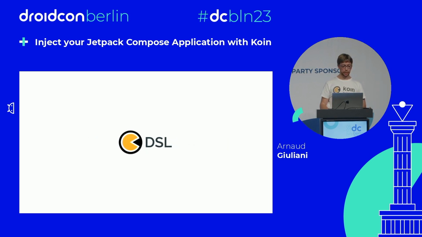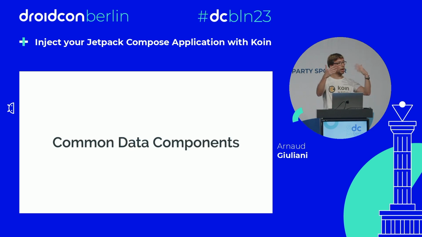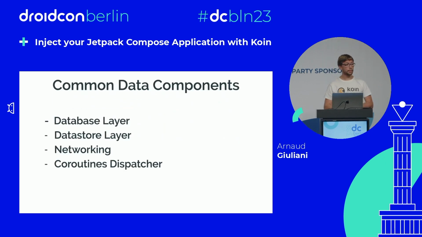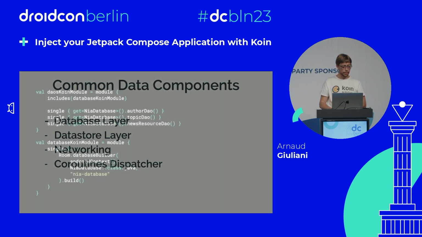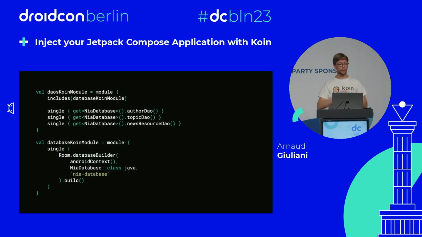Let's dive first with a bit of DSL, and I will show you how we can configure those components quickly. And we will end up with the features modules and the pattern and how Now in Android has been configured to demonstrate those patterns with Google. Common data components. Then all the common layers, it's a regular way to deal with that. You have all the database, the data store, networking, coroutine dispatchers, and everything. Then this is the usual common components that you can find in many applications. Okay, let's dive into it.